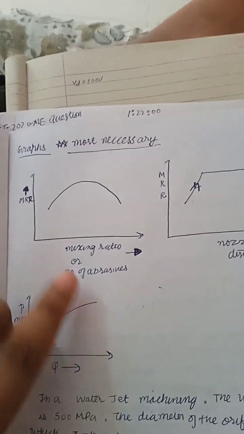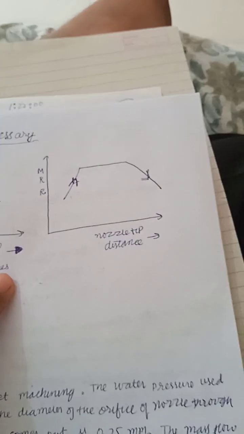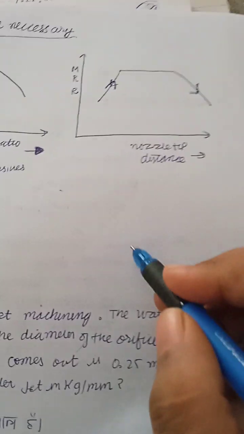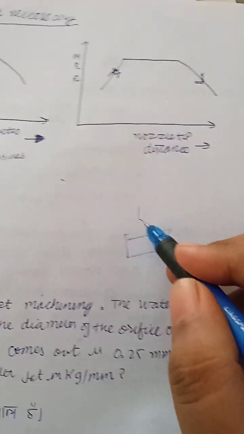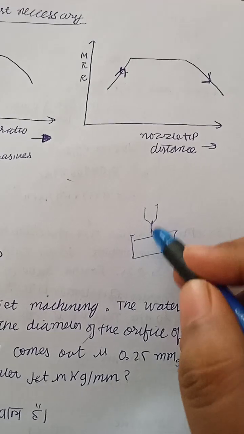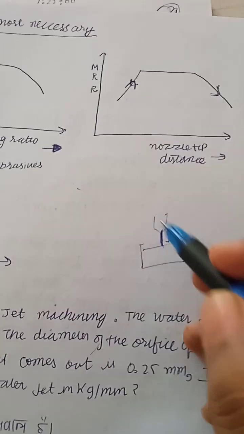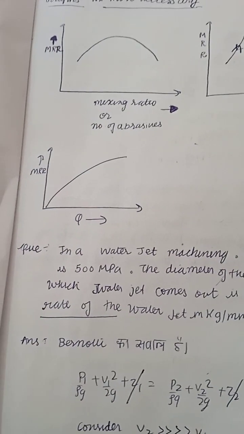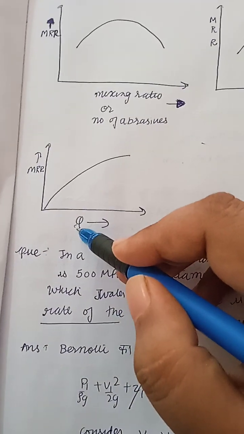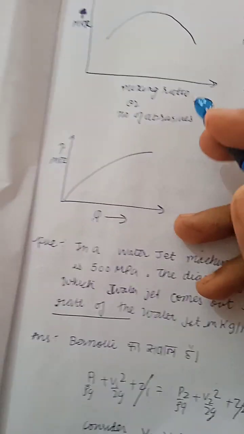Some most important graph, MRR versus mixing ratio is this. Nozzle tip distance, the distance between nozzle tip and workpiece. Here it is nozzle, and here this is the nozzle tip distance. This Q is the volume flow rate or mass flow rate of abrasive particles.